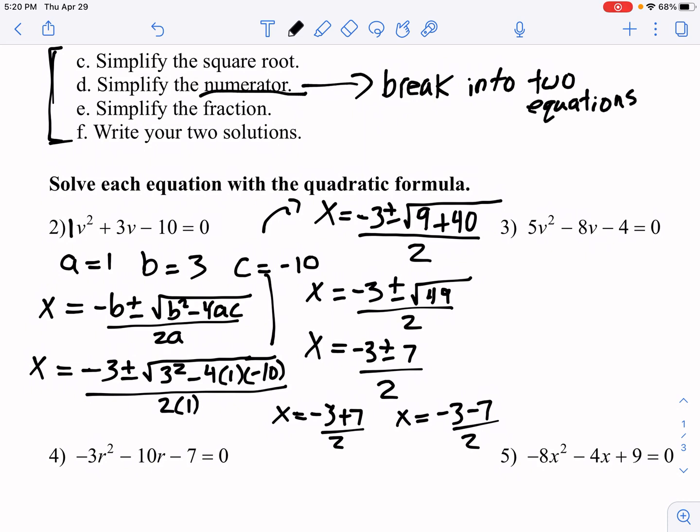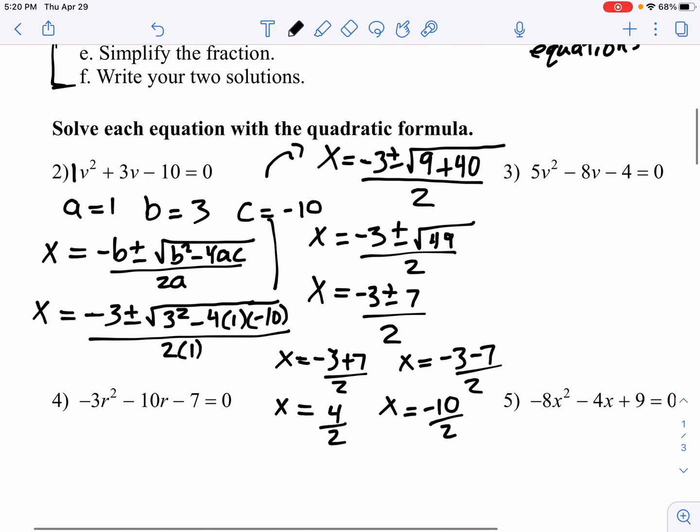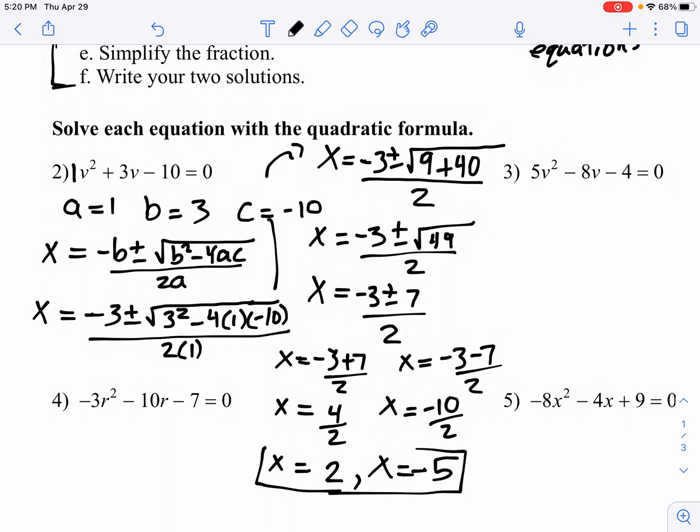Okay, so now we have a -3 plus 7 and then -3 minus 7. So we can simplify the numerator now, and then we can simplify that fraction. So we have x is equal to a -3 plus 7 is 4 over 2, right? And then a -3 minus 7 is -10 over 2. So now the top, the numerator, is simplified. Now we can simplify the fraction to get our two solutions. 4 divided by 2 is 2, and x is equal to -5. Okay, so this is as simple as we can be, and this would be our two answers. Okay, so that's one example like that.